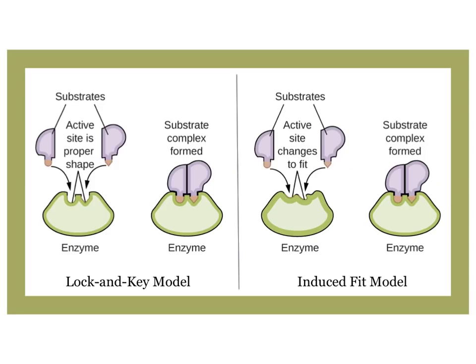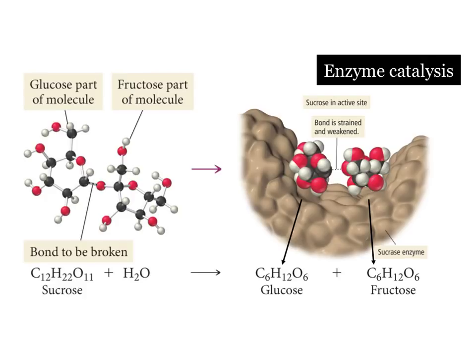The substrates, or substances that an enzyme can interact with, can either fit into the enzyme's active site tightly, like a lock and key, or the substrates can induce the enzyme's active site to fit. Either way, once the substrates are in the enzyme's active site, the enzyme catalyzes the reaction. If we go back to the sucrose example, we see that the enzyme's active site puts so much strain on the bond that it easily breaks to yield glucose and fructose.